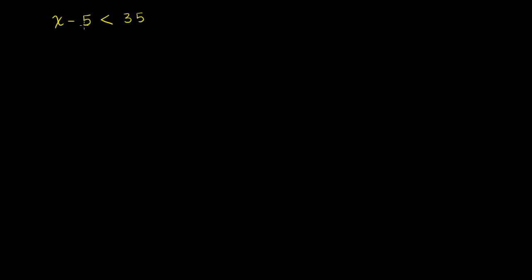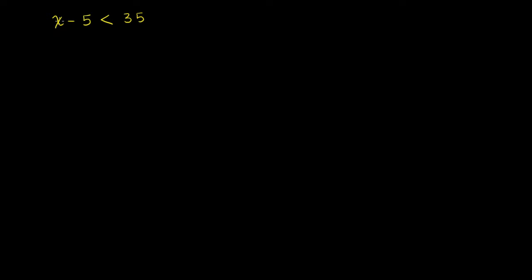I mean, 0 minus 5, that's less than 35. Minus 100 minus 5, that's less than 35. 5 minus 5, that's less than 35. So there's clearly a lot of x's that will satisfy that. And what we want to do is come up with a solution that essentially encompasses all of the x's.